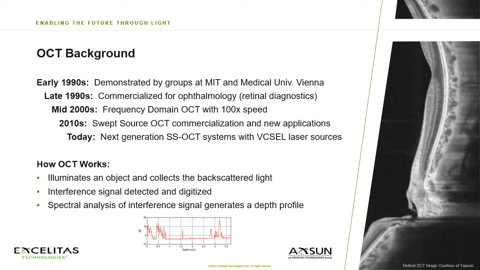In the early to mid-2000s, an alternative system architecture called frequency domain OCT came about by advances in line-scan CCD arrays and in rapidly tuned or swept laser sources used in SS-OCT. This resulted in about 100 to 1,000-fold increase in imaging speed without any major trade-offs, and OCT became a technology capable of rapidly scanning 3D volumes.